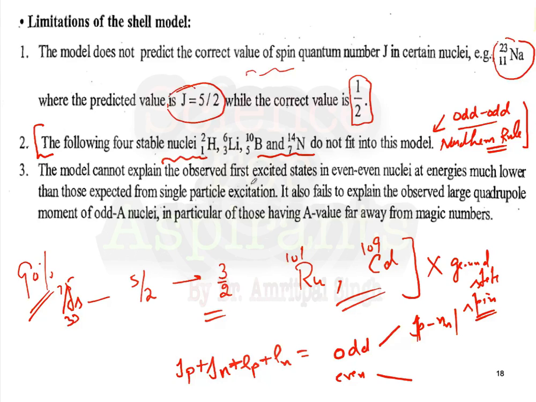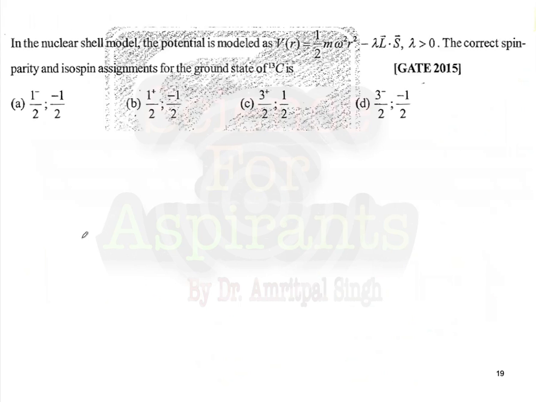The shell model also failed to explain the first excited states of even nuclei, which come out different as compared to their experimental values. So these are some of the limitations. Where the shell model failed, it has been covered by another model known as the collective model, which we will discuss once we do these two or three important numericals.